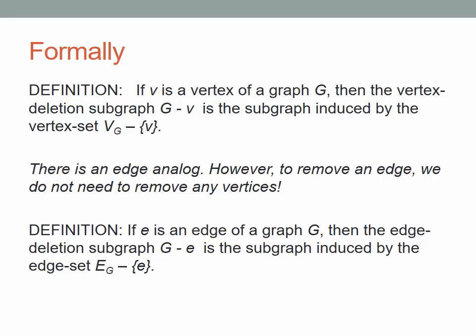More formally, we define the vertex removal in this way. If v is a vertex, then the vertex deletion is a subgraph which we denote by G minus v, and it's the subgraph induced by the vertex set of G without v. The edge analog, as you would expect, is the edge deletion subgraph, which we denote by G minus e, where it is the subgraph induced by the edge set of G without e.